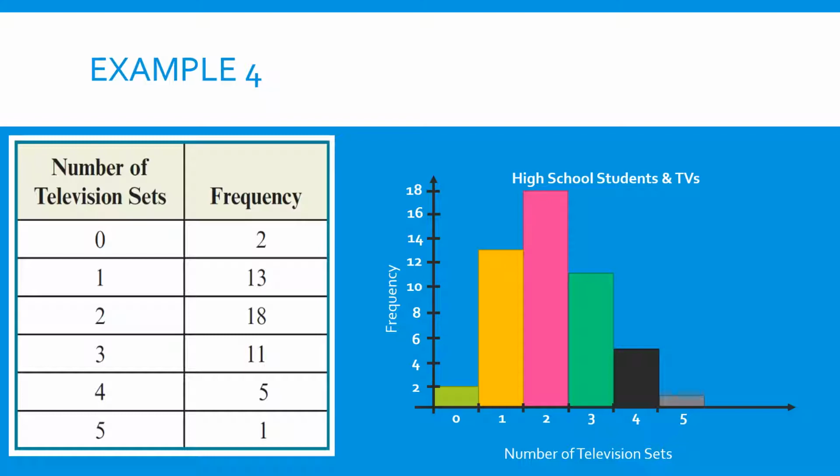All right, so you can see the highest group, or the most popular number of television sets, was 2 for these kids. And the least popular number of TV sets was 5. Or the least common, I could say.